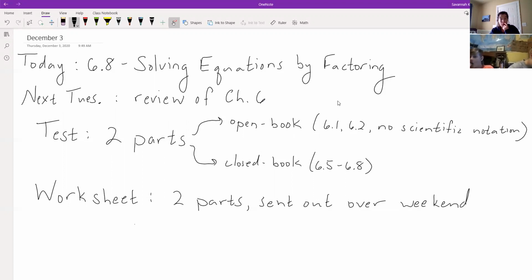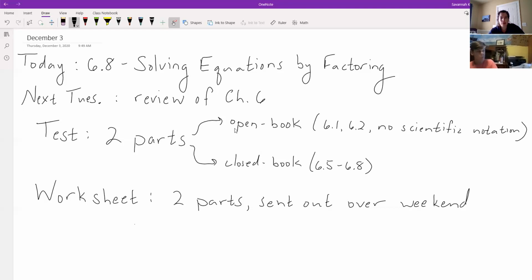So pros and cons about that: I want to be able to cover exponent rules, and I want to be able to cover factoring, so we may not be able to go as in-depth. If it looks like everybody is just up a creek and we need another review day, we can always do that. But I definitely want to put Tuesday as a review day of chapter 6, where you guys can get all of your questions answered and get some practice.